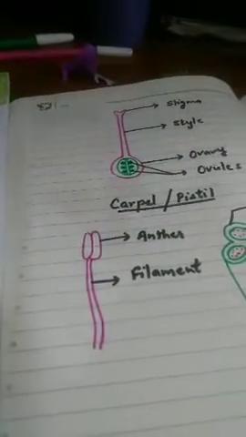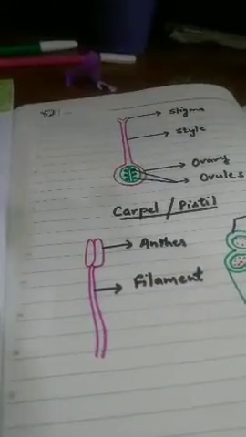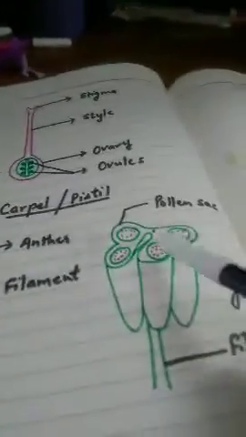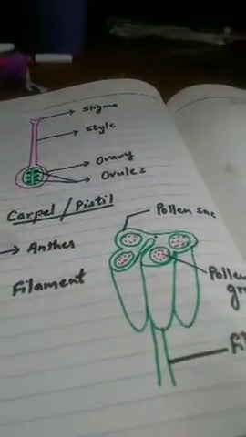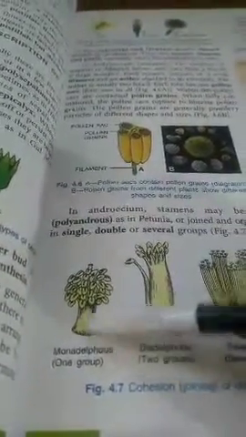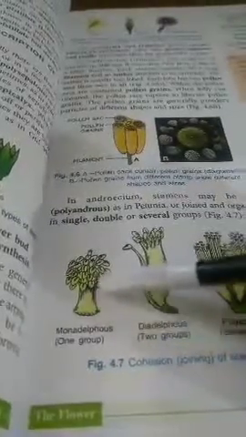So the third role is androecium and its unit is called stamen. Stamen is made up of anther and filament. Anther contains pollen sacs inside which pollen grains are formed. Now these stamens may be present free or they may be united. Here you can see that all stamens are united to form one single tube.